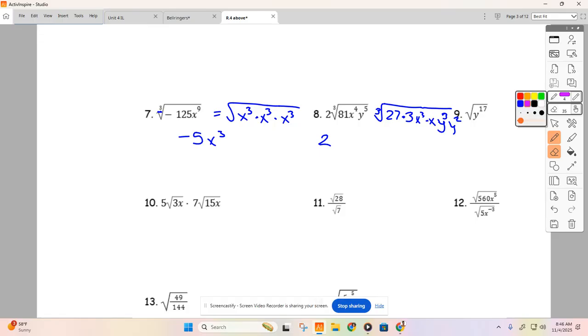All right, I can take the cube root of 27, that is 3. I can take out the cube root of x cubed, which is just x. The cube root of y cubed is y. I still have stuff underneath, a 3, an x, and a y squared. Last thing I need to do is this multiplication of these numbers.